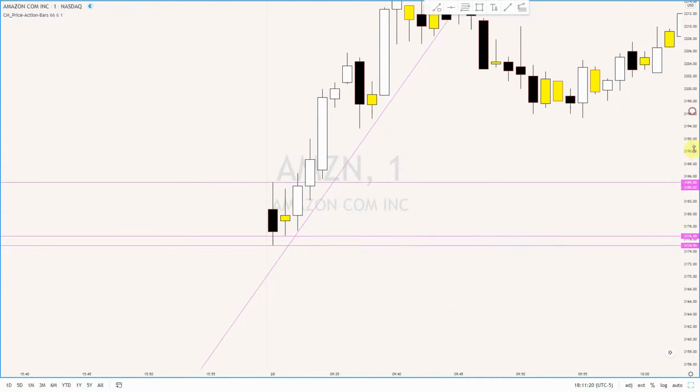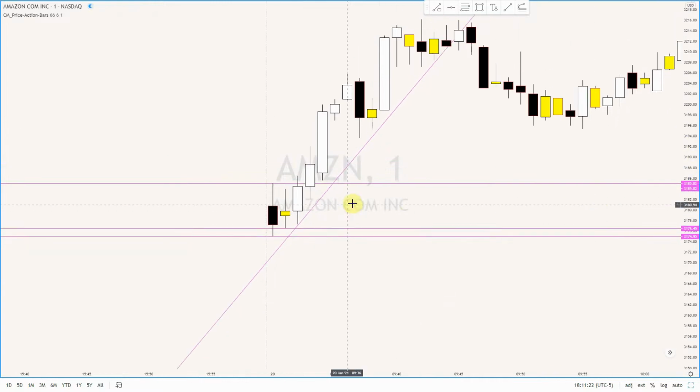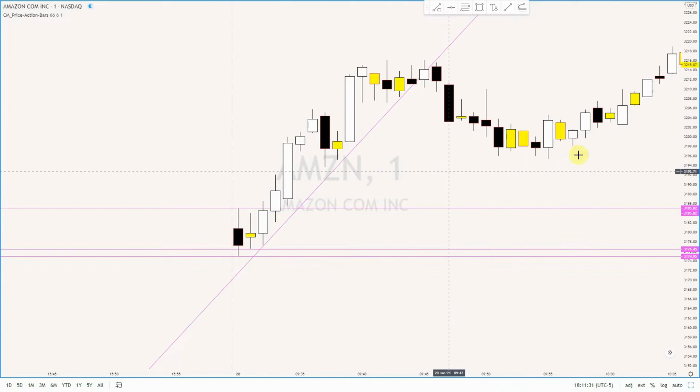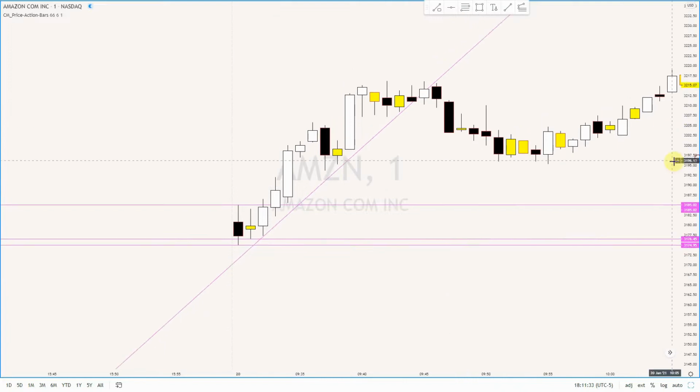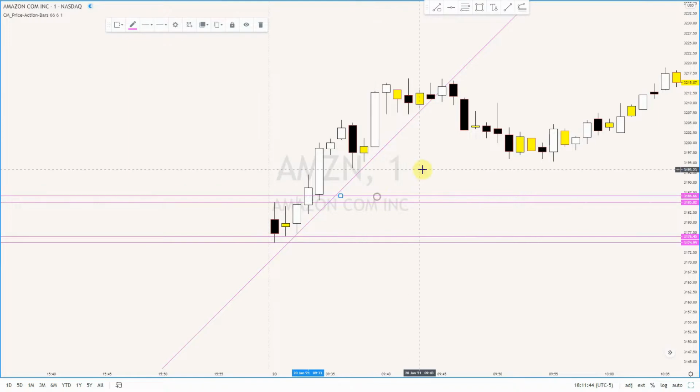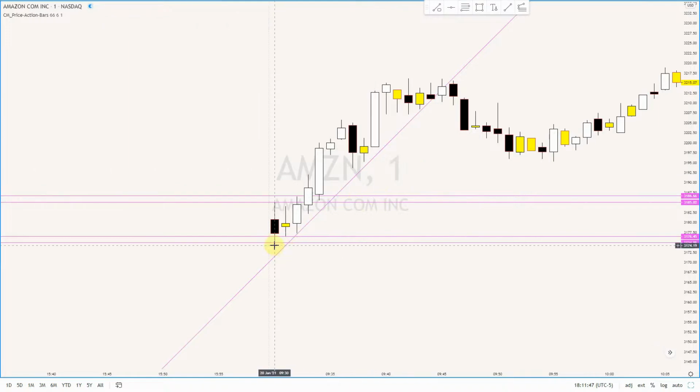For me, I trade Amazon a ton, so I'd be comfortable taking it off the body and going long here. If you are not comfortable, that is perfectly normal. As a new trader, I would rather that you sit and wait, and I'll show you what that looks like in just a second. But we don't get a higher high until this candle right here, correct? Can everyone see that? We get a low, a high, a higher low. We don't get a higher high until there.